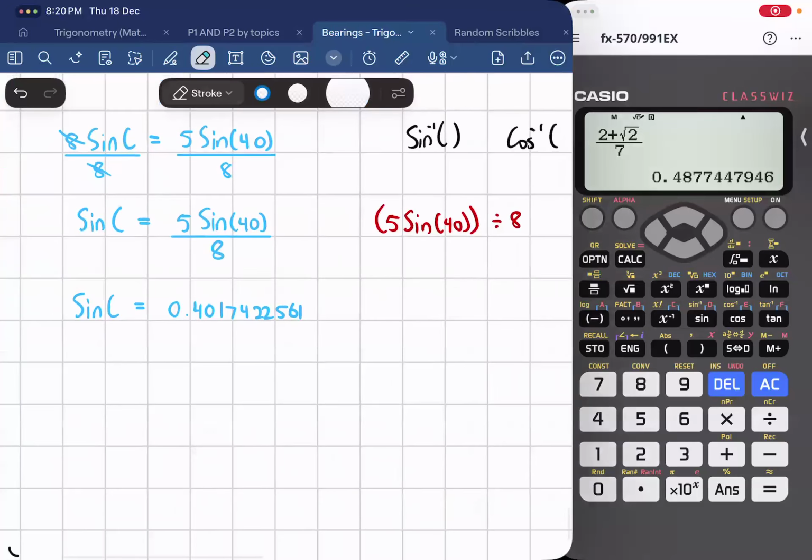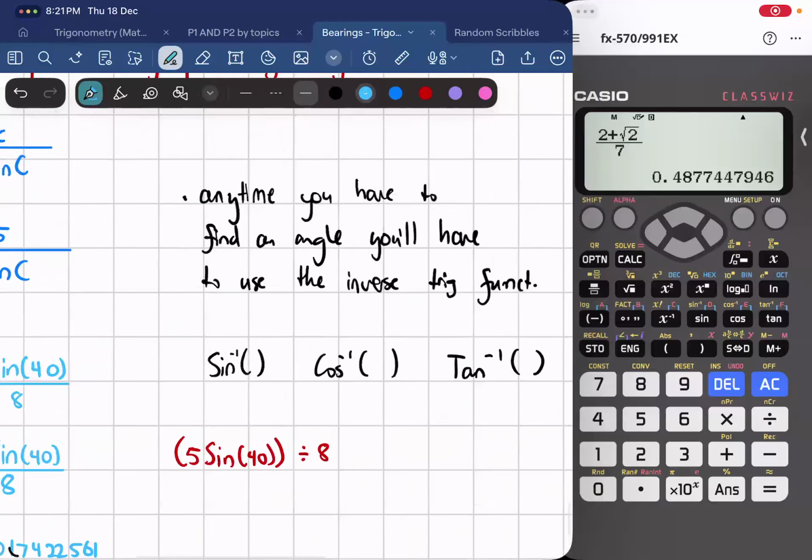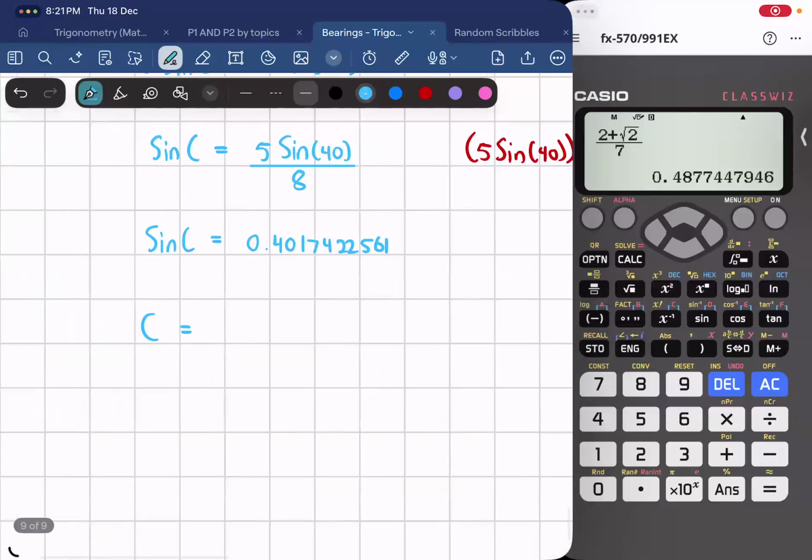Understand? So the next step: you see how we have sine C is equal to this? If you want to find C now, you need to do the opposite of sine. Could somebody tell me what the opposite operation of sine is? Sine inverse. So to find C, you'll have to find the sine inverse of 0.4017422561.